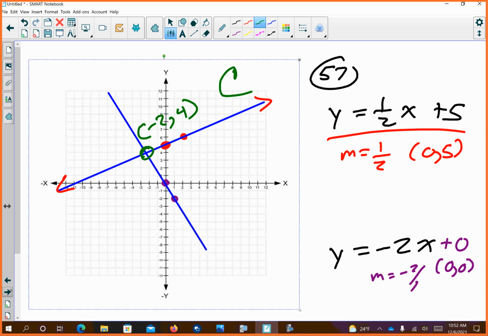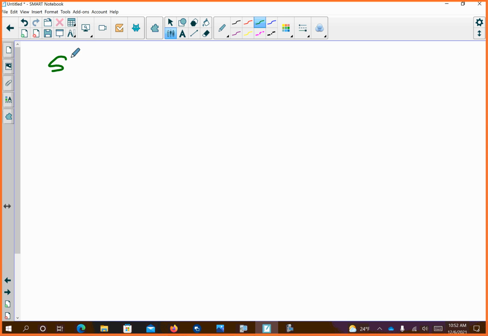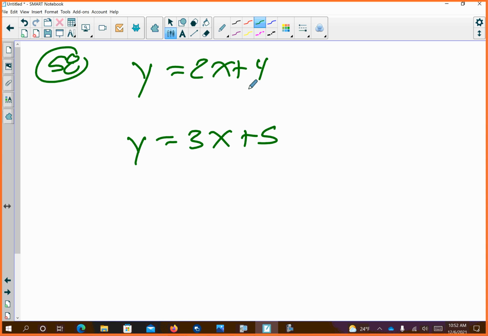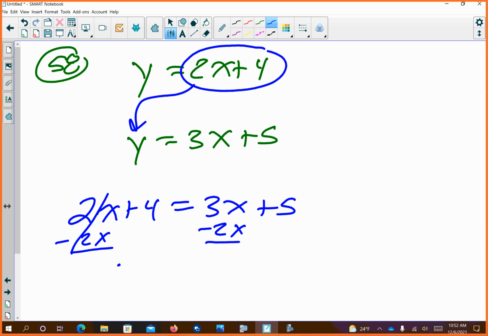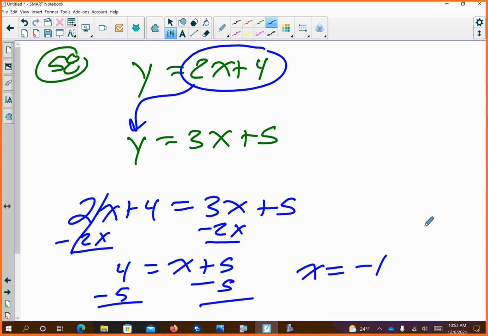All right, 58 then changes it into substitution. Okay, so we have y equals 2x plus 4. Y equals 3x plus 5. Substitution says, hey, I'm going to take this, I'm going to plug it in and replace the y. Of course, you could have plugged the 3x plus 5 into the other y and it still would have worked. Subtract 2x. So those cancel. Subtract 5. So x equals -1.